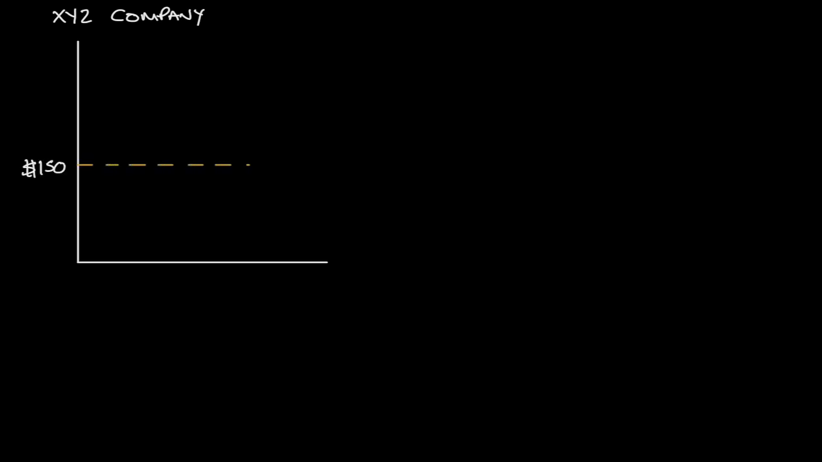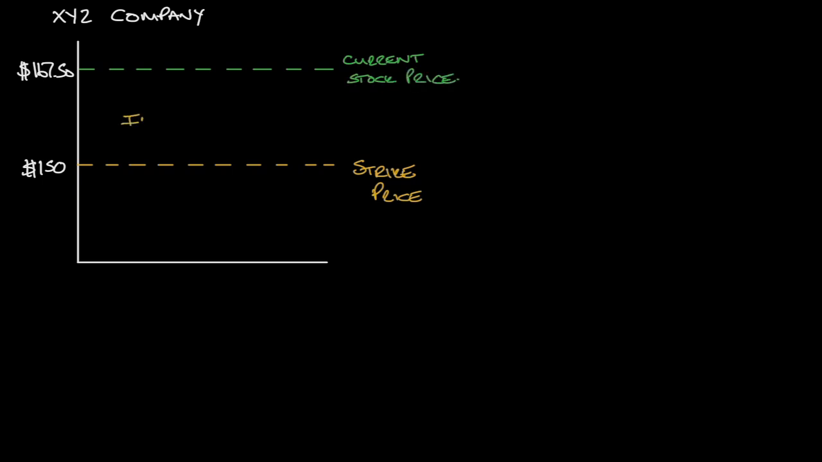Let's take a look at the intrinsic value part first. Intrinsic value is the difference between the strike price of an option and the underlying asset price. For example, let's imagine a company called XYZ. XYZ stock price is currently trading at $167.50. Let's also assume that we own a call option with a strike price of $150.